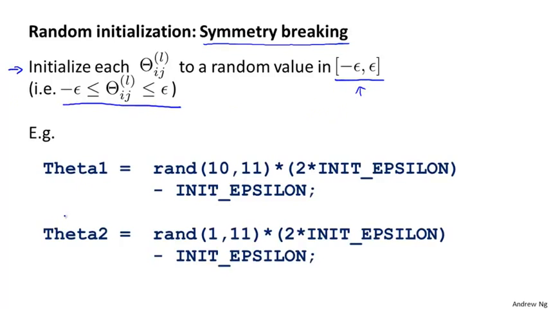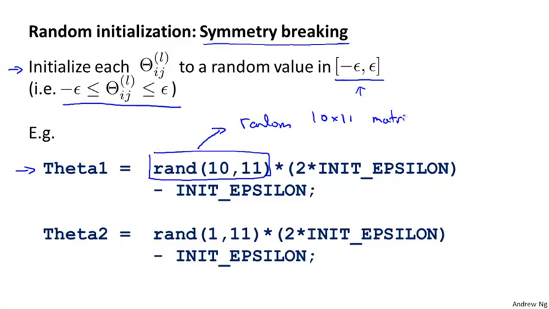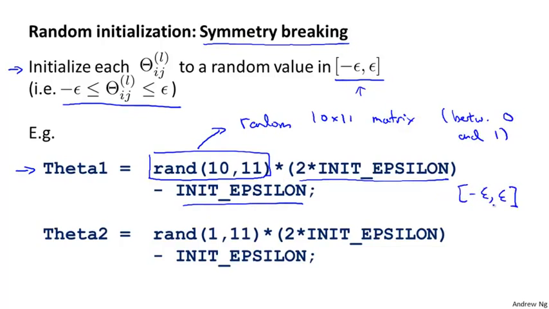The way I write code to do this in Octave is I might set Theta1 to be equal to this. This rand(10,11) is how you compute a random 10 by 11 dimensional matrix, and all the values are between 0 and 1. So these are going to be real numbers that take on any continuous values between 0 and 1. And so if you take a number between 0 and 1, multiply it by 2 times init epsilon, then subtract init epsilon, you end up with a number that's between minus epsilon and plus epsilon.